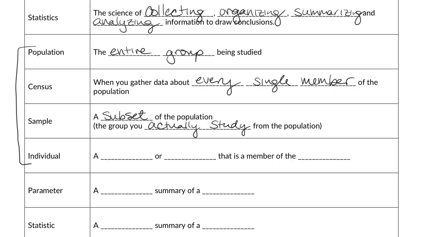An individual is a person or an object that is a member of the population. It's important to note that an individual isn't necessarily a human. Sometimes we do studies on rats, we do studies on cars. Those become individuals in the study.